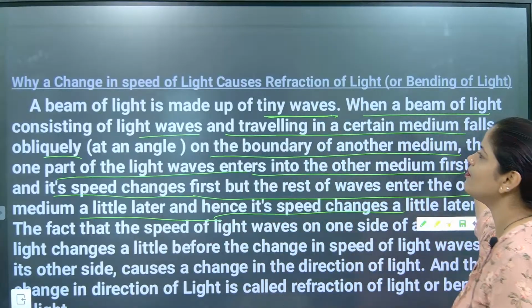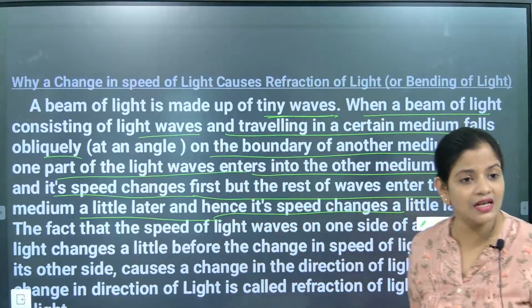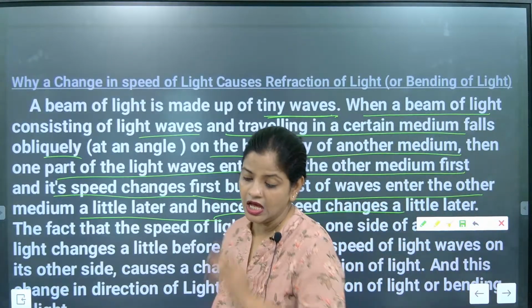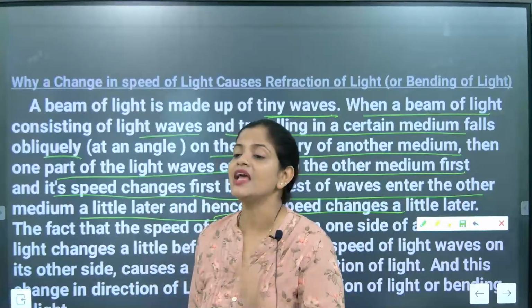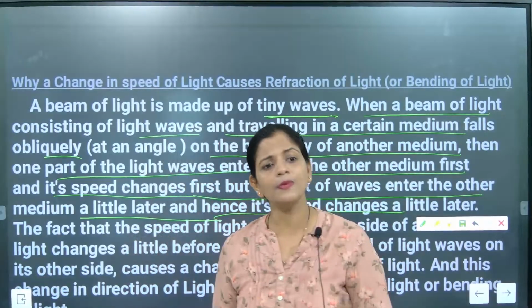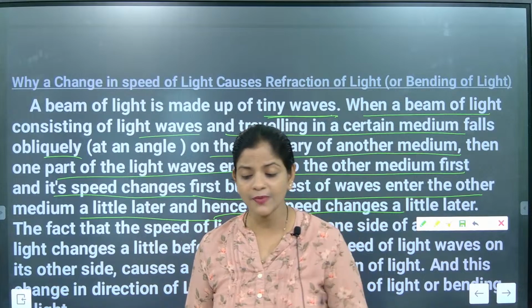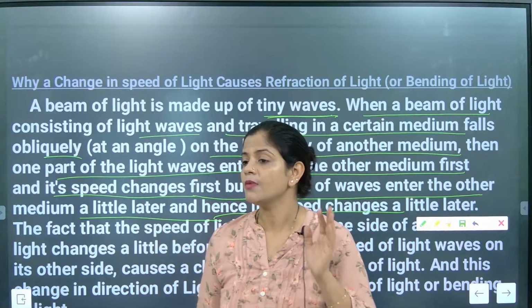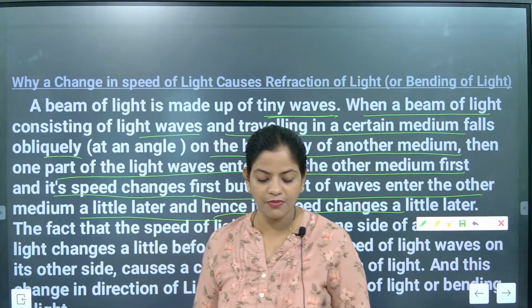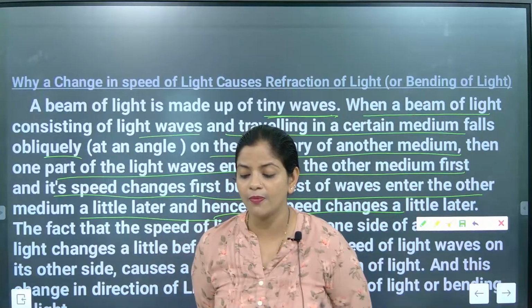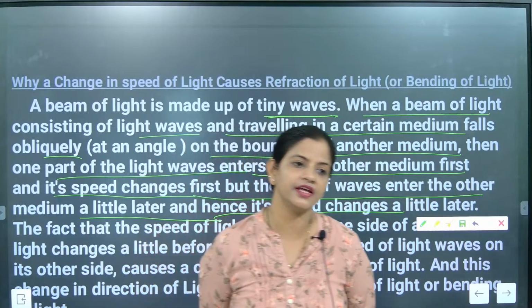When a beam of light consisting of light waves is traveling in a certain medium and falls obliquely. So beta, oblique projection is also one of the most important points. What is the meaning of oblique projection? Anyone can tell? Here it is important to answer, because until we understand what oblique projection is, we will not be able to answer many of the things. Can you say what is the meaning of oblique projection? Absolutely correct, Kavya. It is making certain angles.